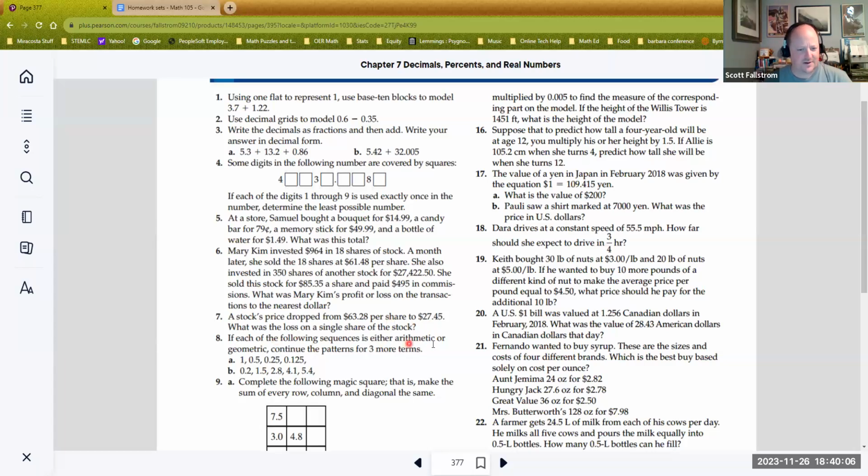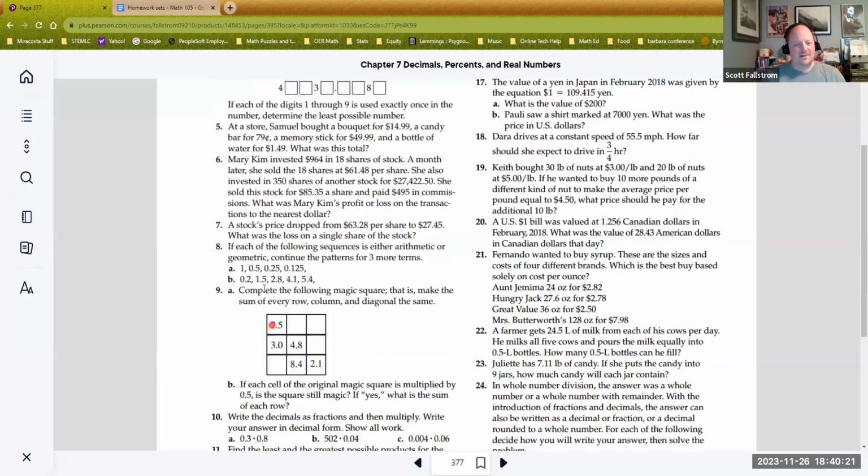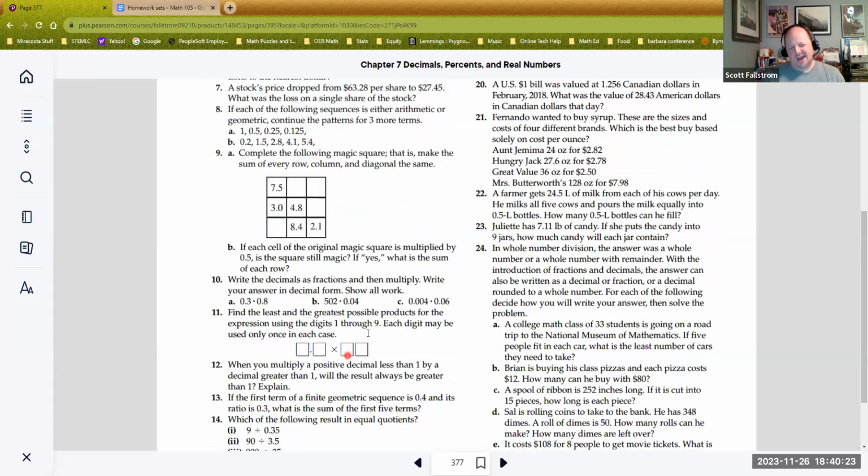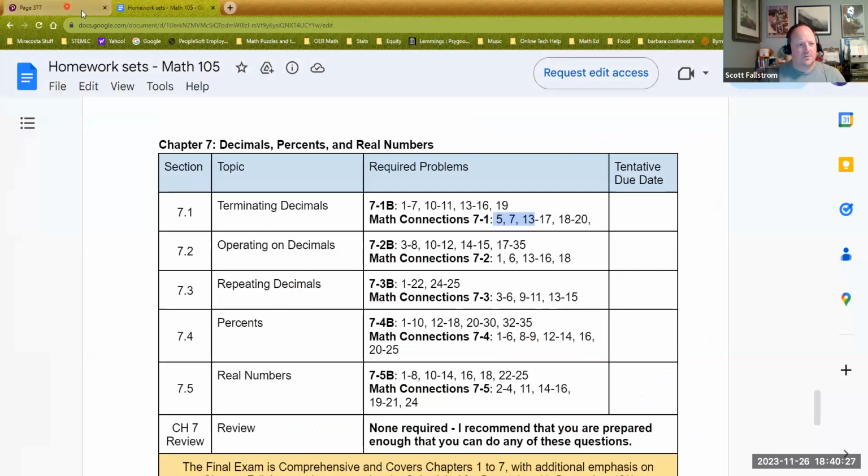Determine if each of the following sequences is arithmetic or geometric, and continue the pattern for 3 more terms. Your goal is to figure out what is being added, subtracted, or in the case of the ratio, what is being multiplied or divided. Okay, so I said 3 through 8. I skipped 9. It was that magic square stuff. Not bad, kind of fun, but I know that it's not as critical. We'll do 10 through 12.